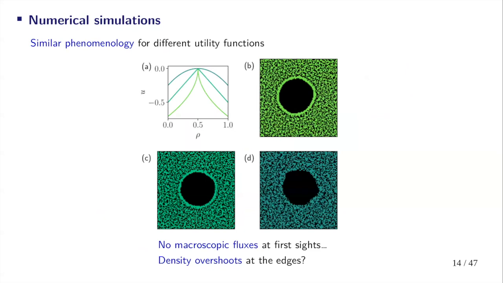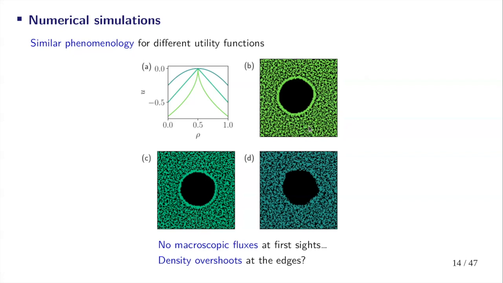And just to show you that you have a similar phenomenology with different utility functions. Okay, so here different colors for different utility functions. The same hole that appears. The funny stuff is that you have condensation at the edge of the dense phase, and you can understand that.